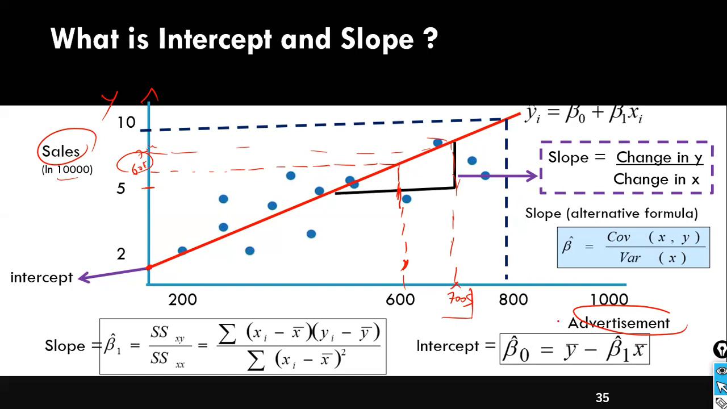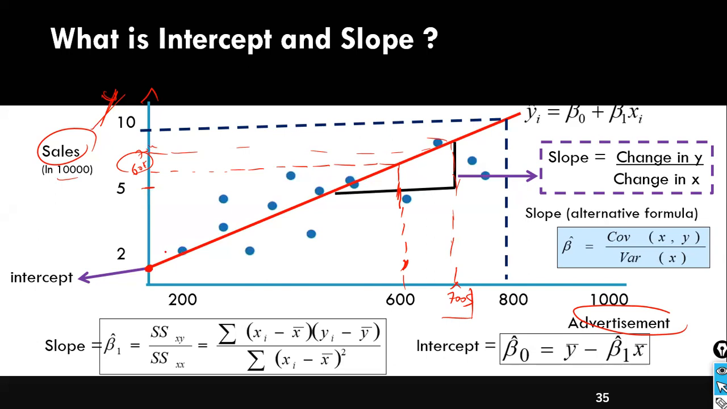What is the formula for the intercept? This is the one. The mean of your y value, the average of your y value. For example, in this case, sales. Average sales minus your slope times the average of your independent variable, which means advertisement expenses. The average advertisement expenses. That is your intercept. The line where it touches the y-axis is called your intercept.